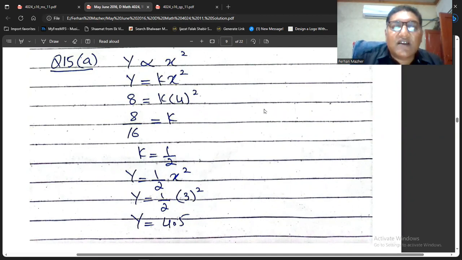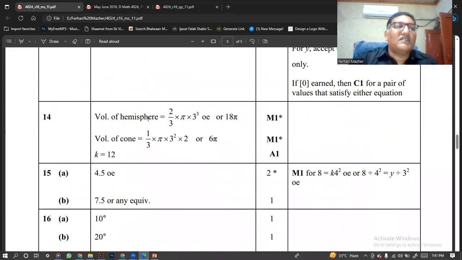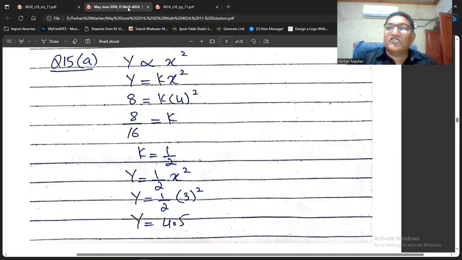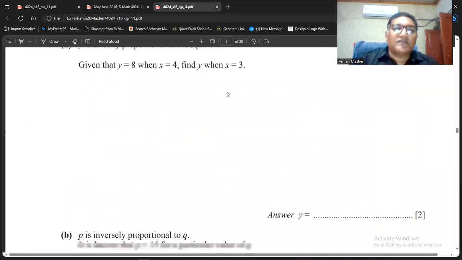That will be, k will be equals to 8 divided by 16, and k will be equals to 1 by 2. The formula will become y is equal to 1 by 2 x squared. Now the question is when x is equal to 3, what is the value of y? So it will become y equals to 1 by 2 into 3 square. So that will be 9 by 2, that is 4.5. So the y value will be 4.5. And our answer is right, you can see here. This is the solution of question number 15A part.